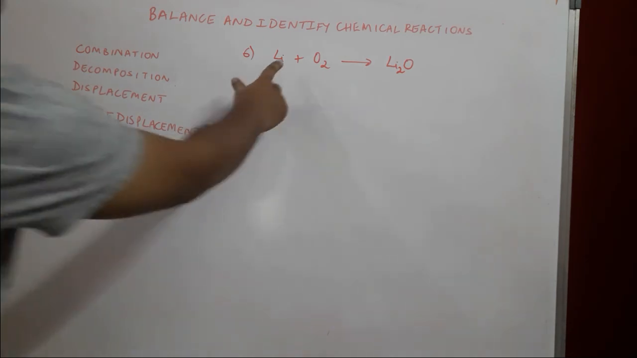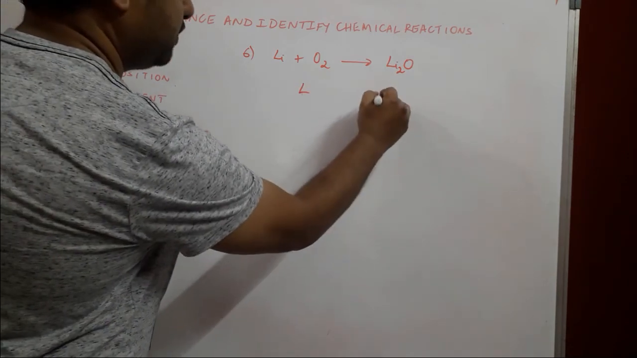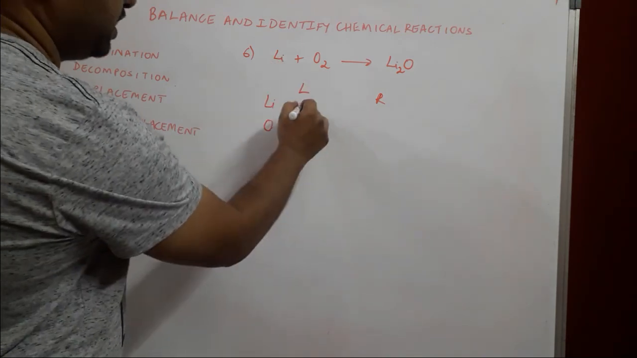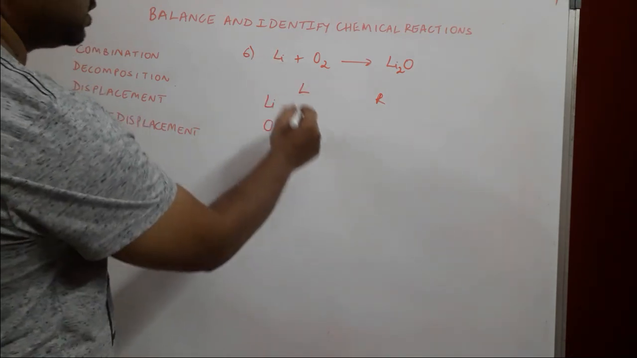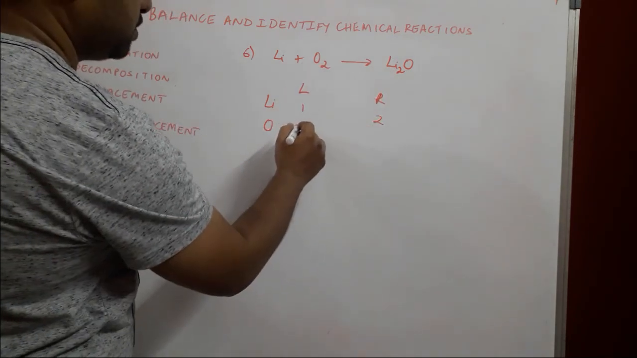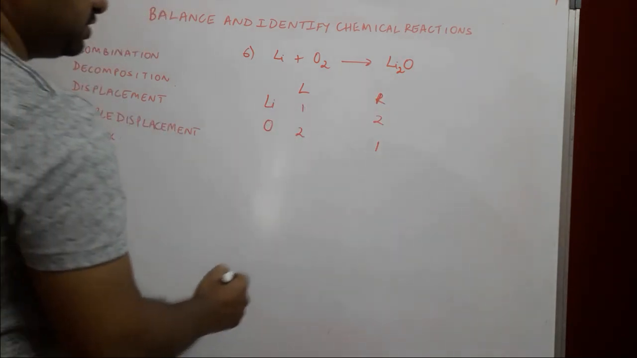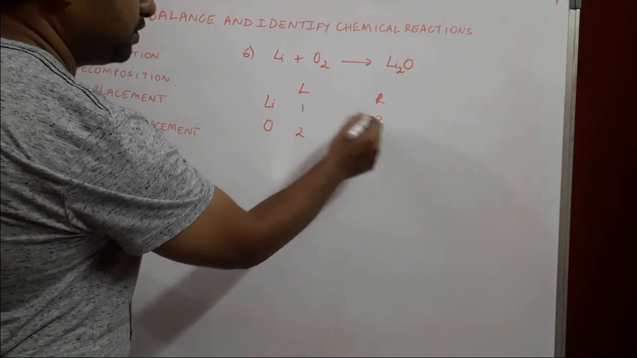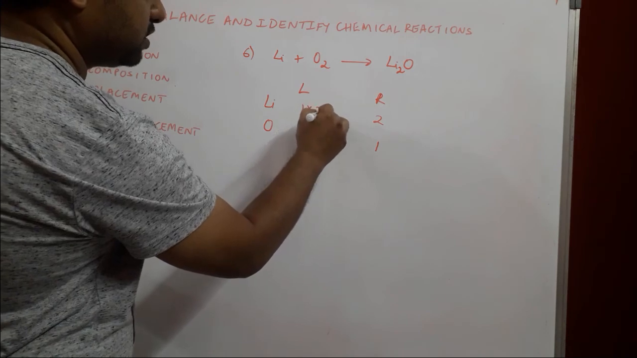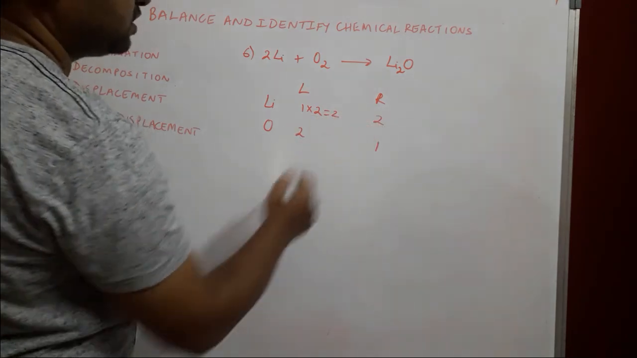Next example is lithium reacts with oxygen to give you lithium oxide. So on the left and right hand side, we list the elements down, lithium and oxygen. There's only one atom of lithium on the reactant side. On the product side, there are 2 atoms of lithium. There are 2 atoms of oxygen on the reactant side, but 1 on the product side. So we begin with lithium first, and to balance it with the product side, we multiply the reactant side with 2. That will give us 2 atoms. We'll change this to 2 over here, and now it is balanced.